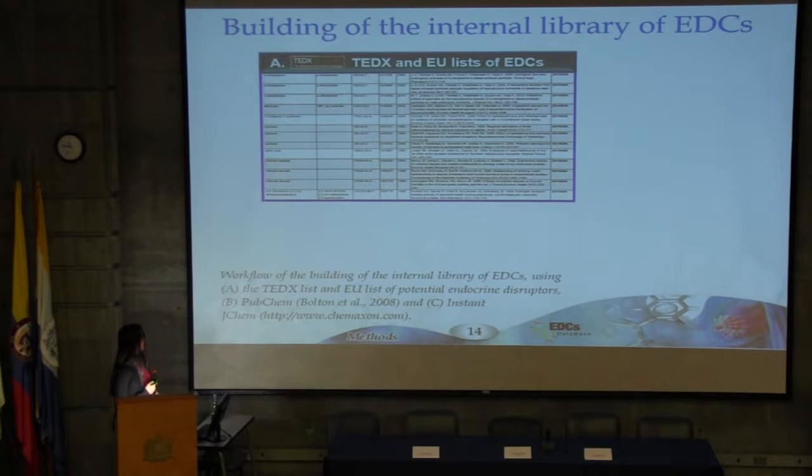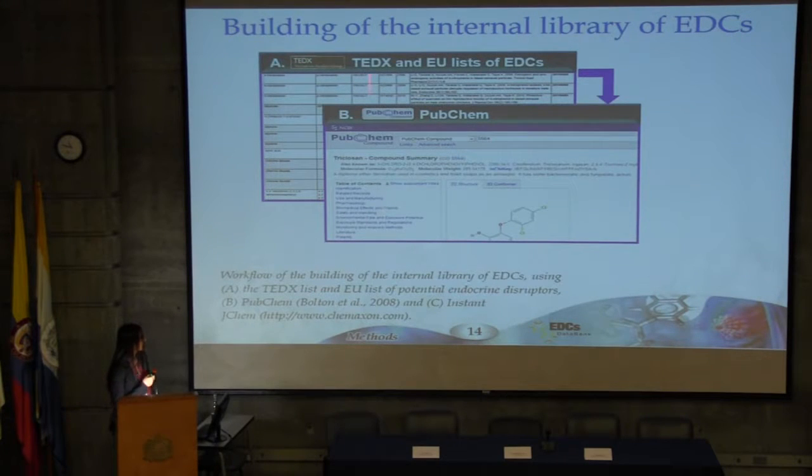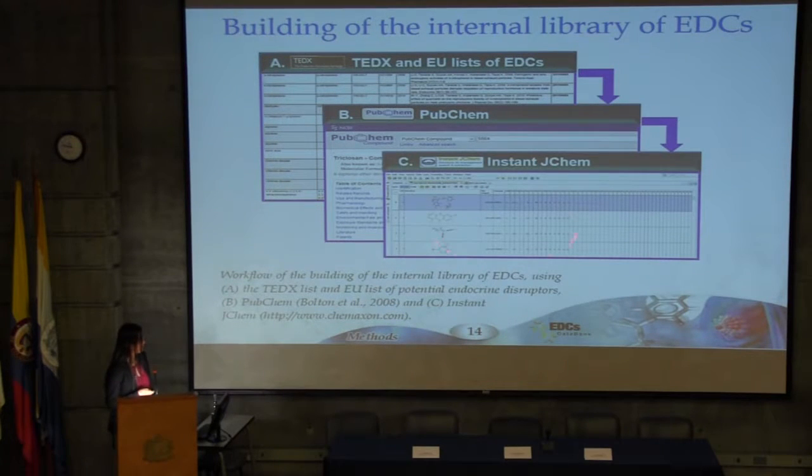The first thing I did was the internal library of the endocrine disruptors. So I took the list of TEDX and the EU list of endocrine disruptors, which use a selection criterion that these compounds are reported at least once as endocrine disruptors in the literature. Then I downloaded each compound from PubChem, and I created a database of those compounds using InstantJChem. So now we have an SDF file with the whole molecules, the three-dimensional structures of the molecules, as well as some structural information of them.